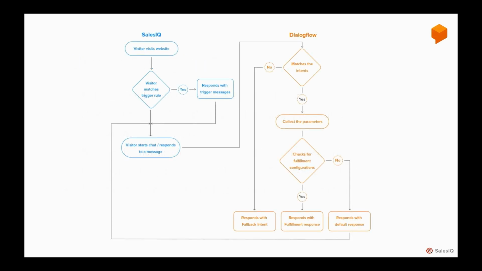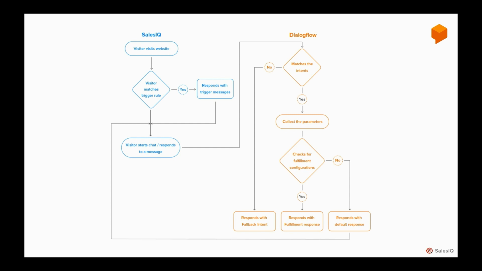I'll tell you how this platform in the Zobot works. When a visitor lands on the website and matches the trigger rule that is set, a configured welcome message will be displayed by the Zobot to your visitors. And then when the visitor responds with a message, the intents configured inside Dialogflow are checked to see if they match the visitor's message, that is, the content in the visitor's message.